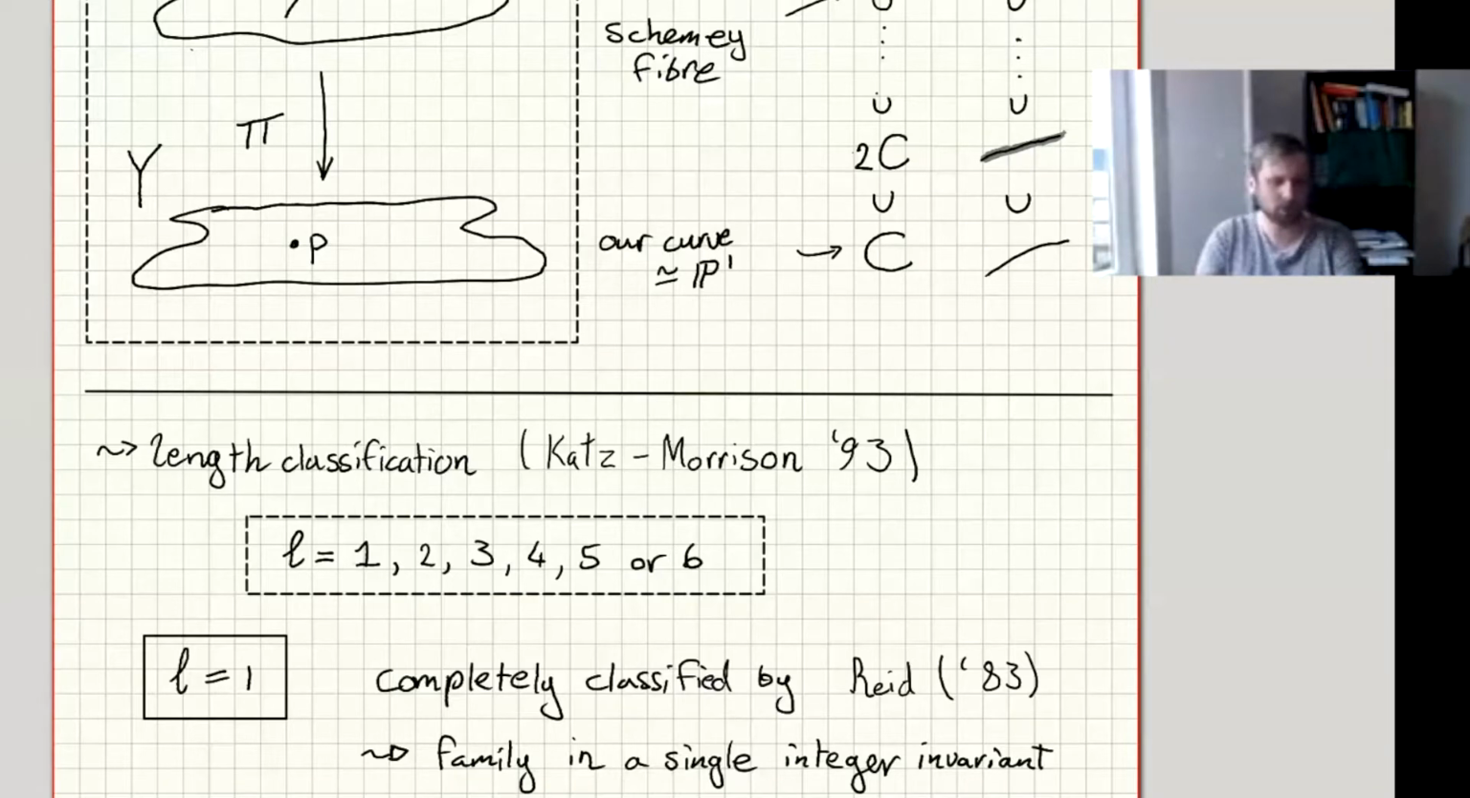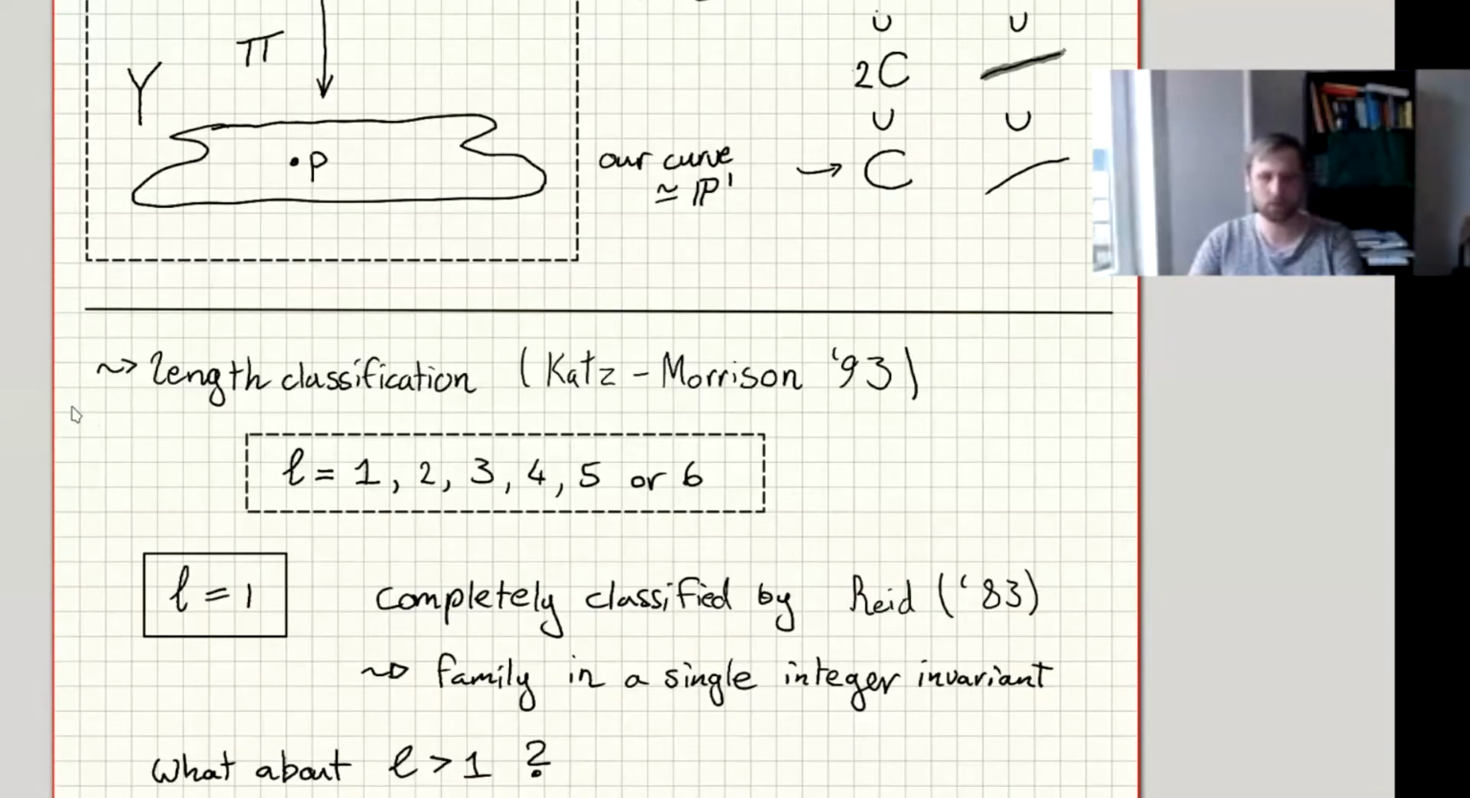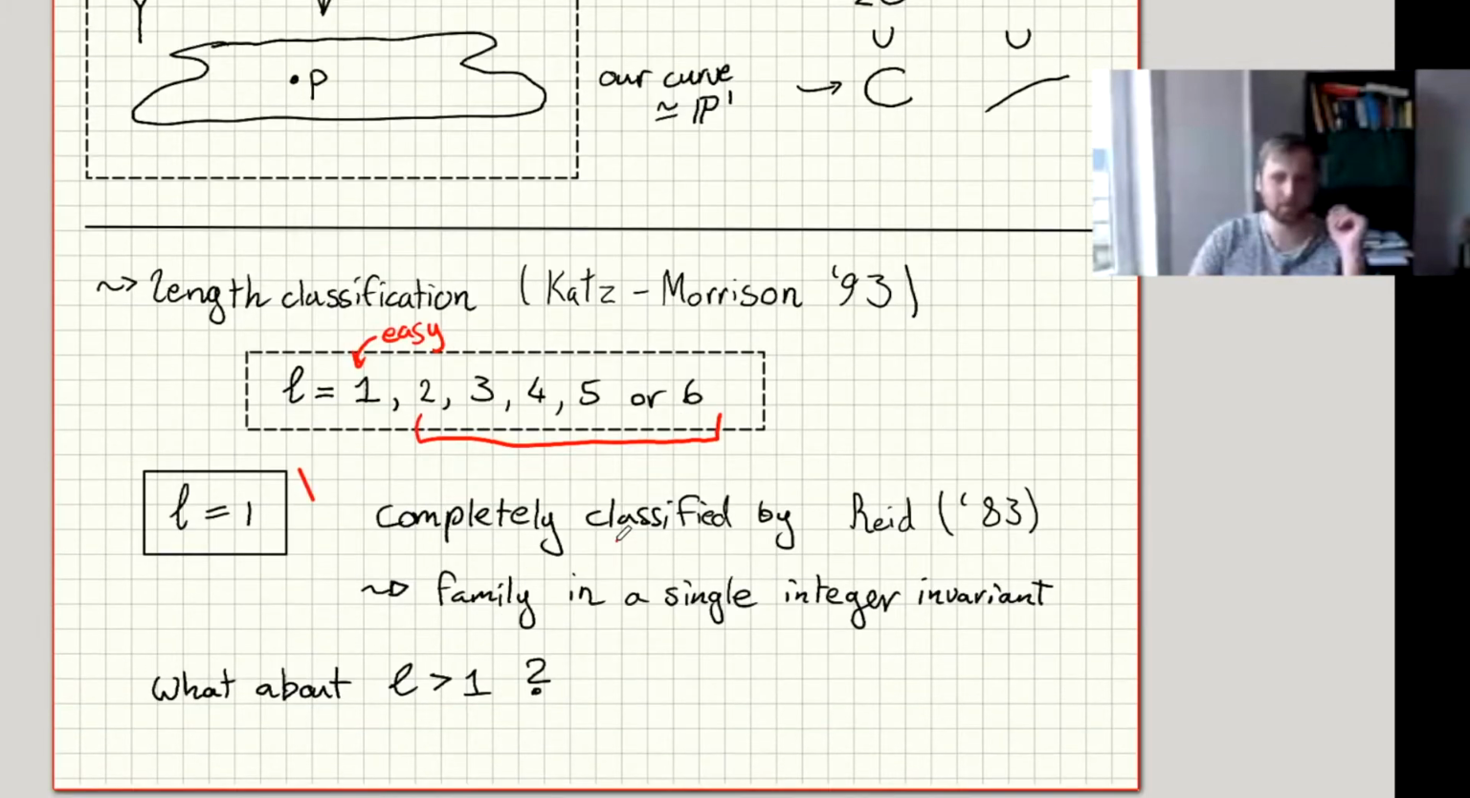Right. So what can we say about the other ones? As I mentioned, this is sort of the easy case, and the rest is significantly harder. And in fact, we don't have a good classification of all these other guys, only some examples.